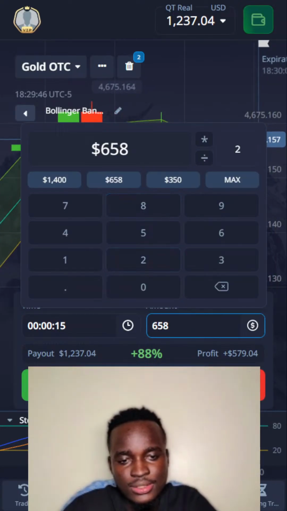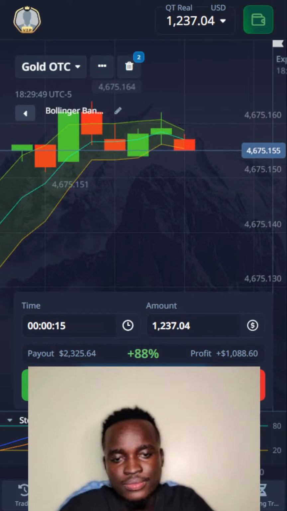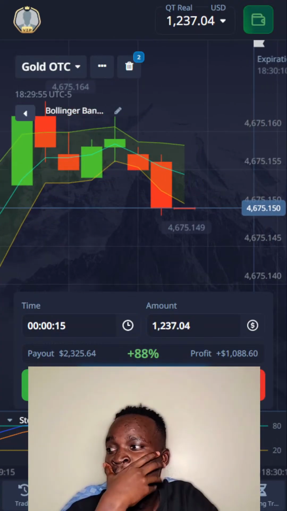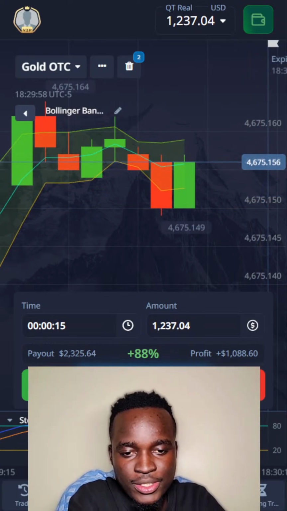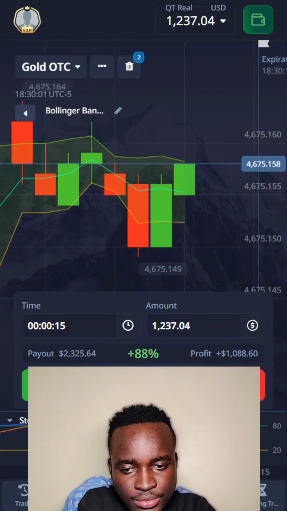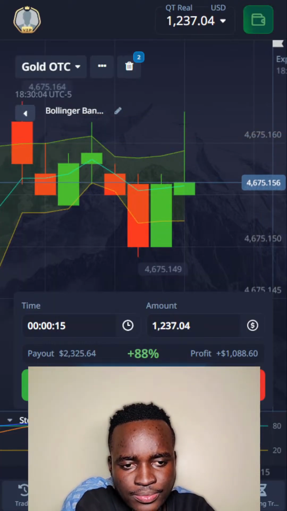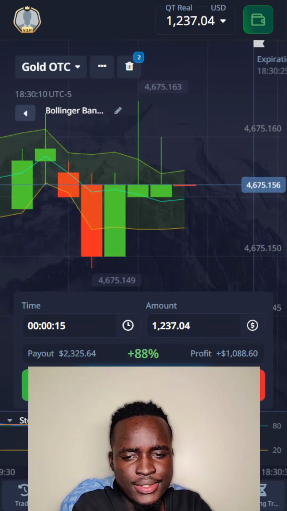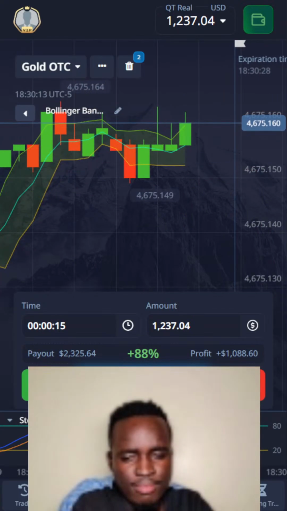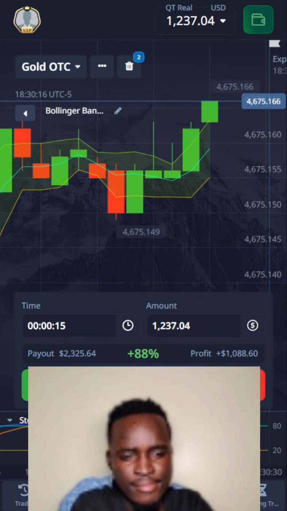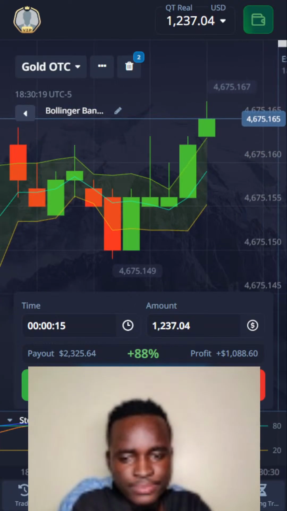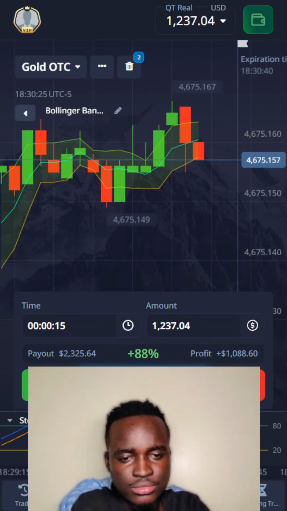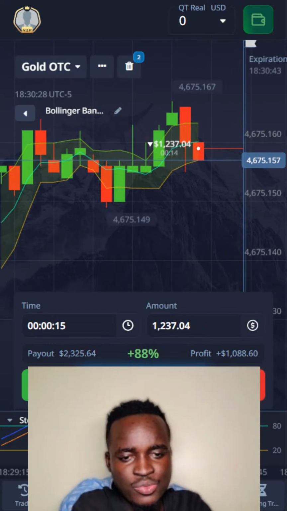Let's start with this. This is going to be our third trade. Let's flip this. Show me something. Let me see. Okay, that's a nice move there. Let me show it right there. So it's a very nice move.